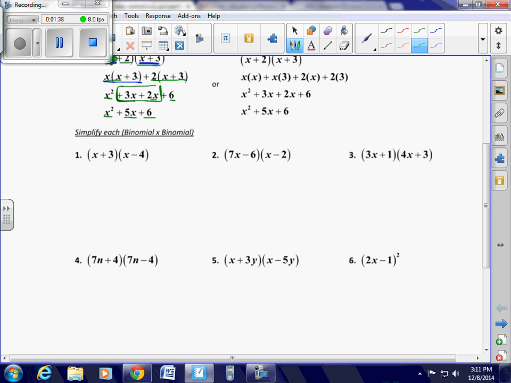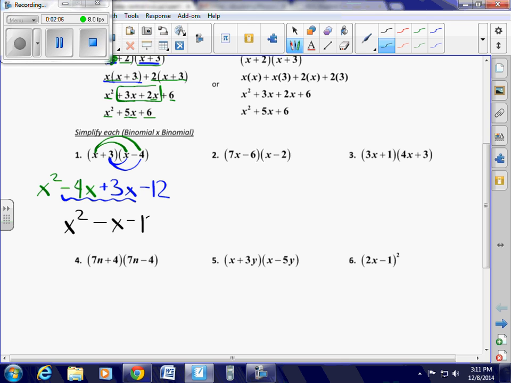So let's try number 1. X times x, x squared. X times negative 4, negative 4x. Then you have 3 times x, and that's positive 3x. 3 times negative 4 is negative 12. Note the two middle terms get combined. So your final answer is x squared, well, negative 4 plus 3 is negative 1, minus x, and then minus 12. Final answer.